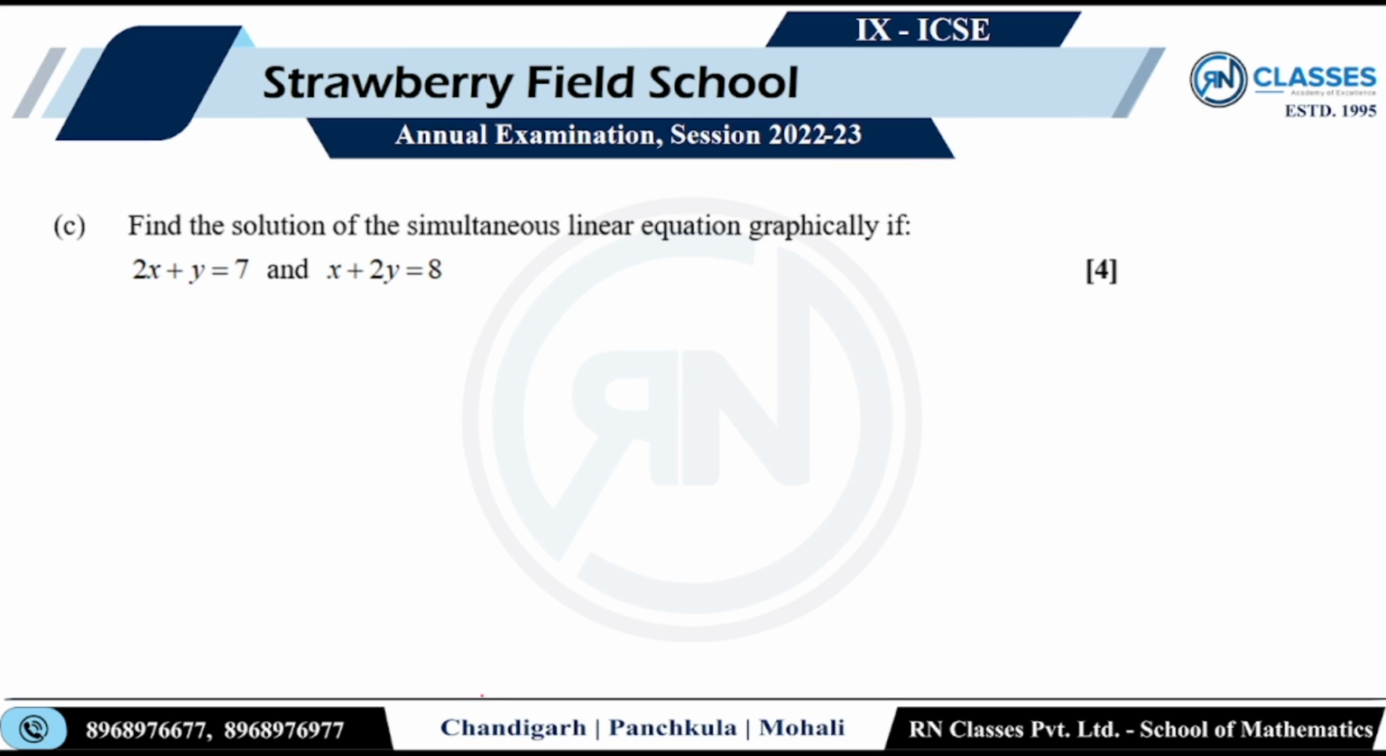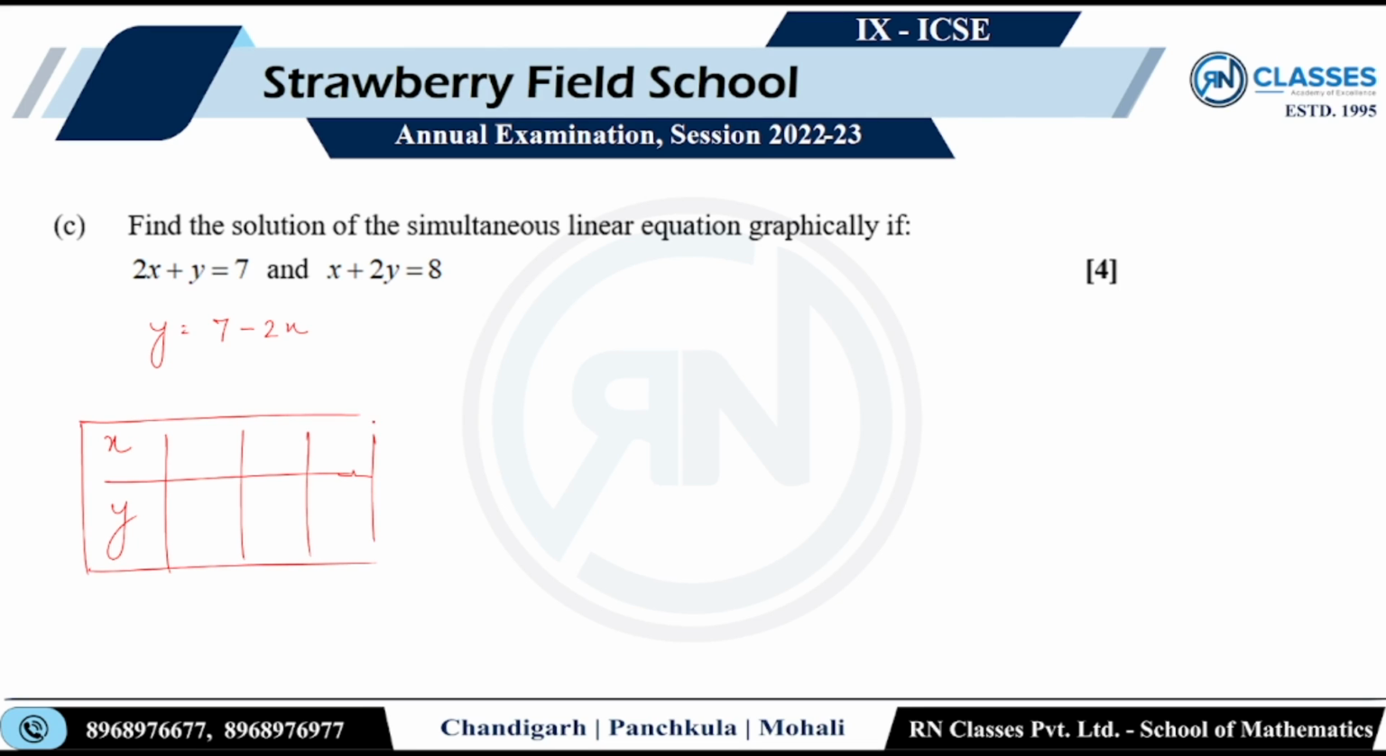Right? Next one. Find the solution of simultaneous linear equations graphically. We have to find it graphically. Okay. I have the equation 2x plus y is equal to 7. Okay, y is equal to 7 minus 2x. So I need to find x and y. I need to find the coordinates, right? Look, the most important thing is you should get the x intercept and the y intercept, where x is 0 and where y is 0. When x is 0, y will be 7, and when y is 0, x will be 3.5.